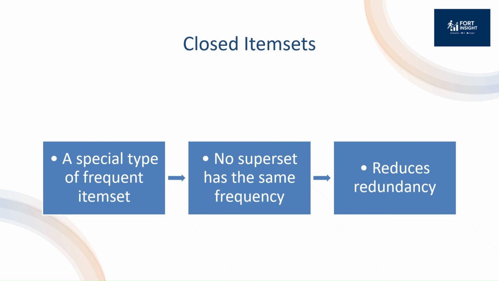Closed item sets are frequent item sets that do not have any supersets with the same support value. This means they capture all the frequency information without redundancy. By focusing on closed item sets, we reduce the number of patterns while still preserving complete information, making analysis and interpretation more efficient.